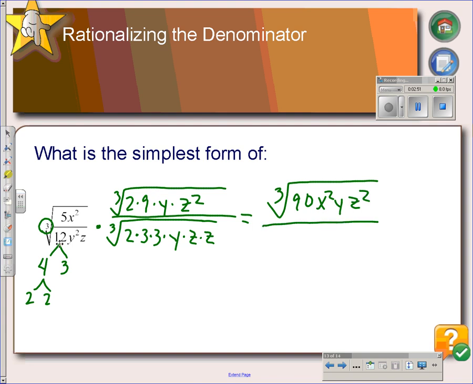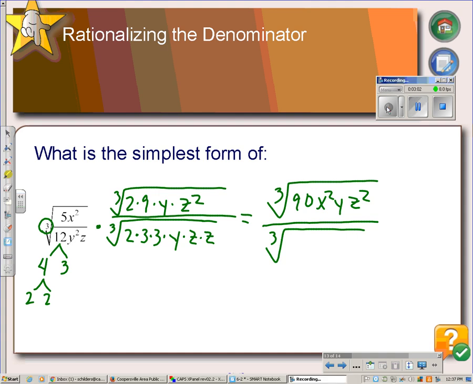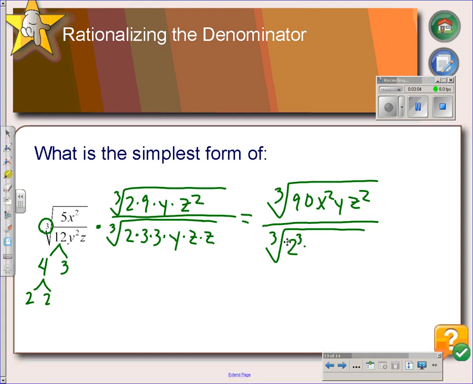Our denominator is going to multiply to be the cube root of 2 cubed times 3 cubed times y cubed times z cubed. So none of the numerator is 3 of a kind because we have 1 5, 1 2, and 2 3. So the numerator is fine like it is.